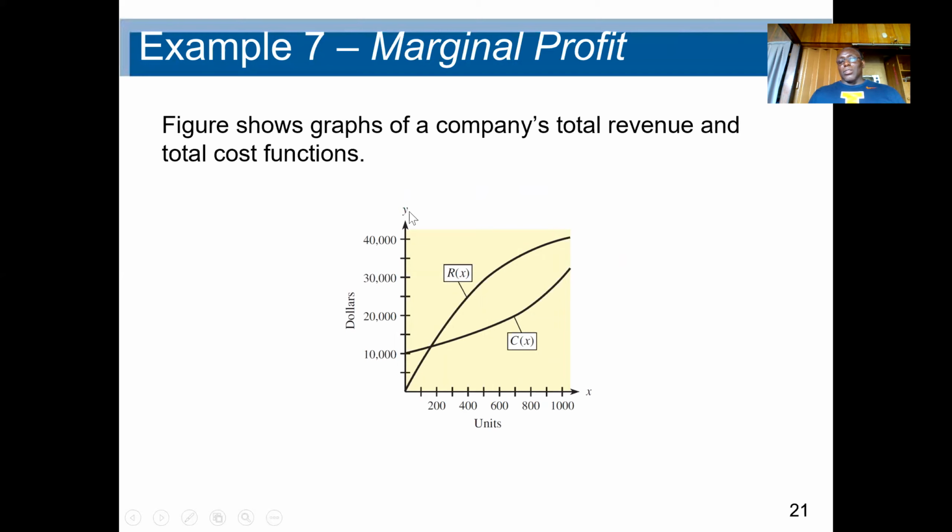Here we see the figure that shows the graph of a company's total revenue and the total cost. When we plot the revenue and the total cost, this is what we get. And the intersection is where, again, the number of items, I'll use the term break even. Intersection means where there's no loss and no gain.